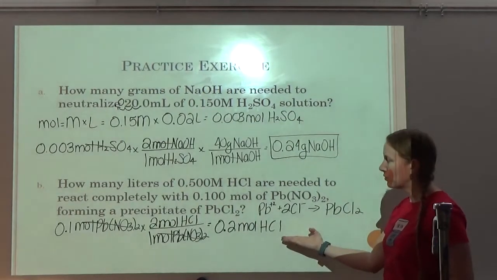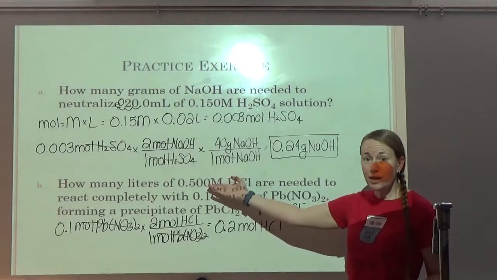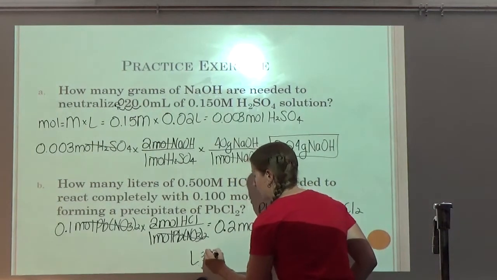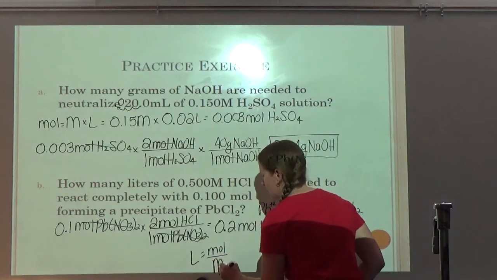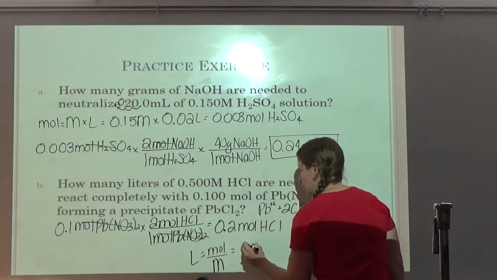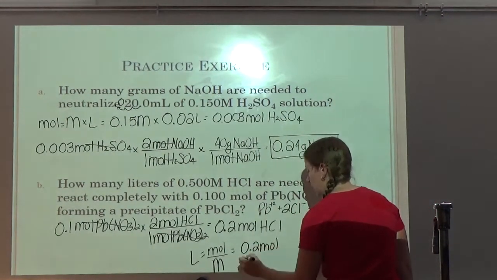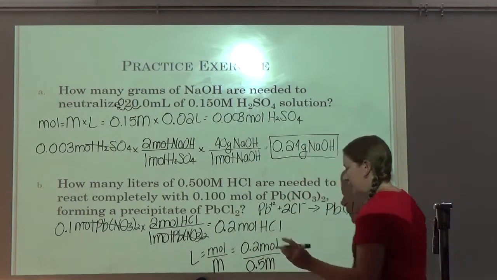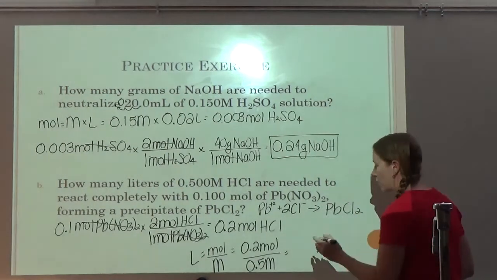Once I know how many moles of HCl, I know my molarity, and so I can solve for liters. And so in a previous video, I already showed you how liters is moles over molarity. So then I just plug in. So 0.2 moles over my molarity, which is 0.5, gives me 0.4 liters.